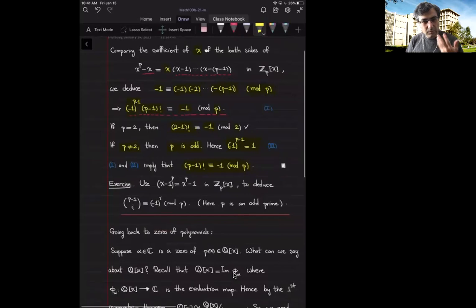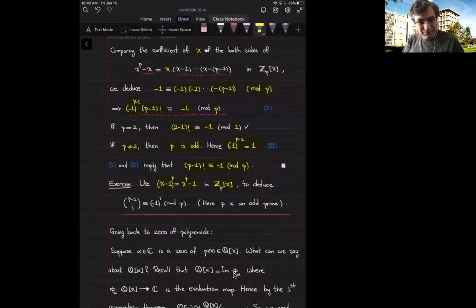Another exercise of the same flavor is the following, that we have already discussed with binomial expansion. We can deduce that (x minus 1) to the power p is equal to x to the p minus 1, as long as p is an odd prime number. The fact that it's odd is not that crucial, but let's say odd prime number, in the ring of integers modulo p.